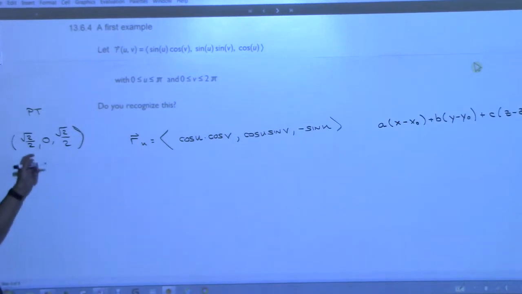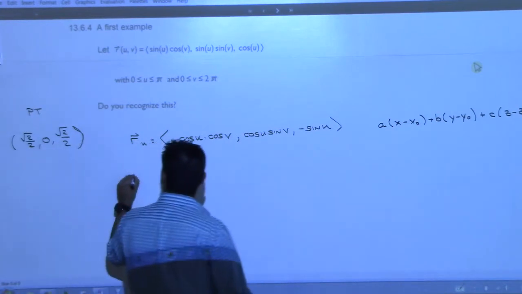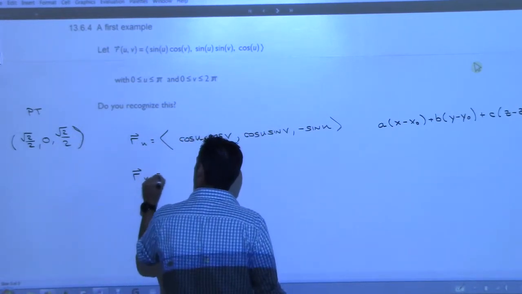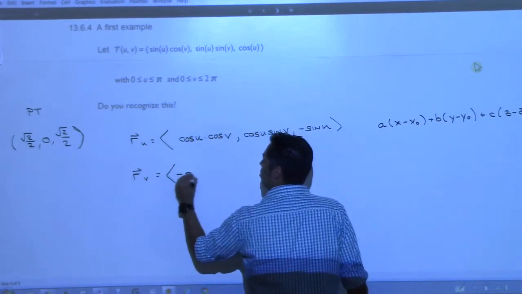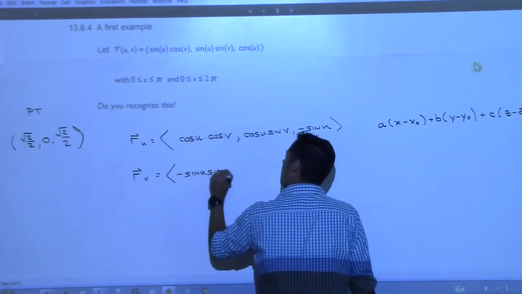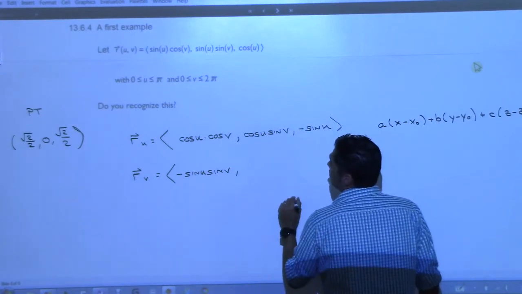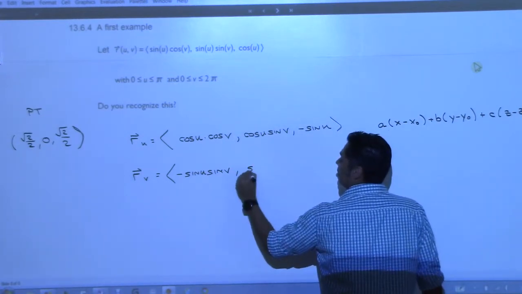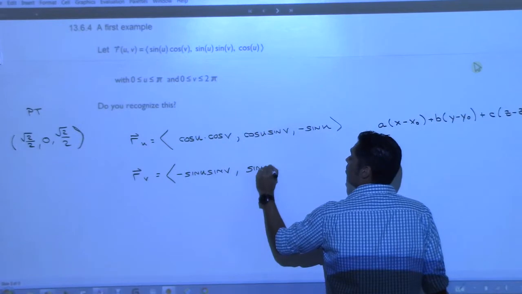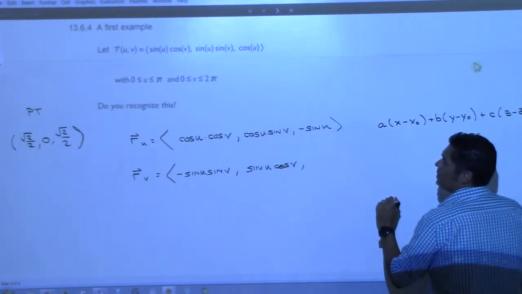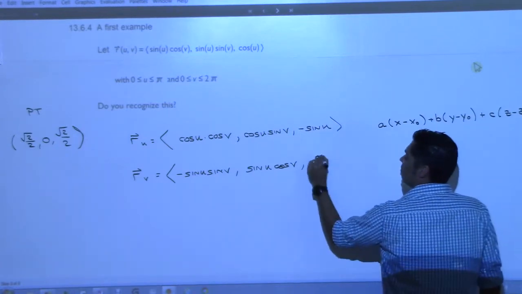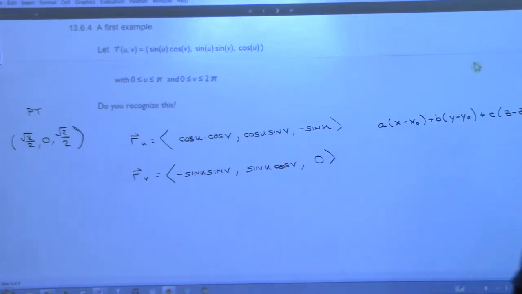Now we're going to need that at this point, right? But we'll get that in a second. How about partial of R with respect to V? So with respect to V, we should get negative sine U sine V. And then next one, sine U cosine V, right? And last one, just 0, right? Y'all okay with that?